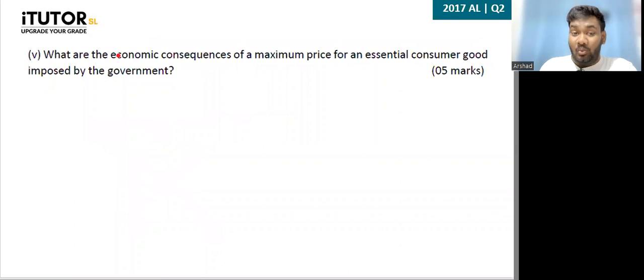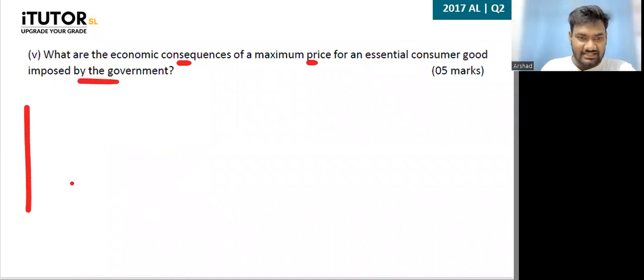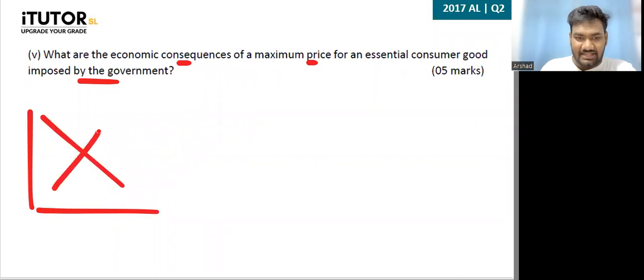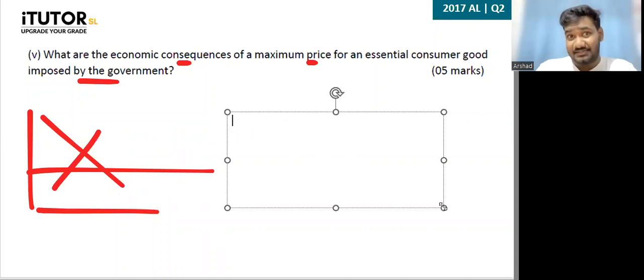Okay. What are the economic consequences of a maximum price for an essential consumer good imposed by the government? Can you tell me, guys? Now they're asking what. That means you don't have to explain, but you'll give around 5 points. So the government comes, sets a maximum price. So what happens as a result of this? What are the economic consequences? Can you give me a few?